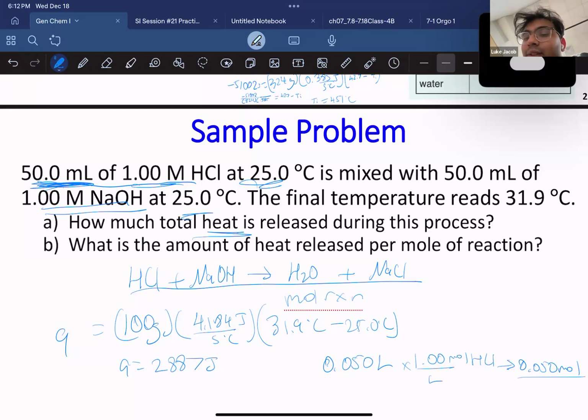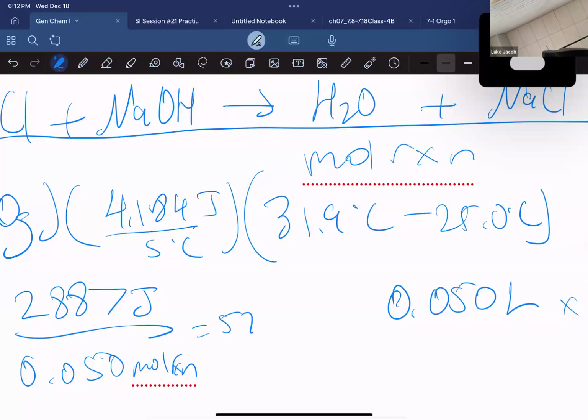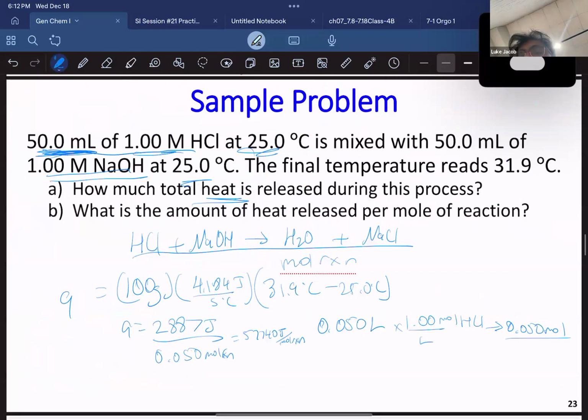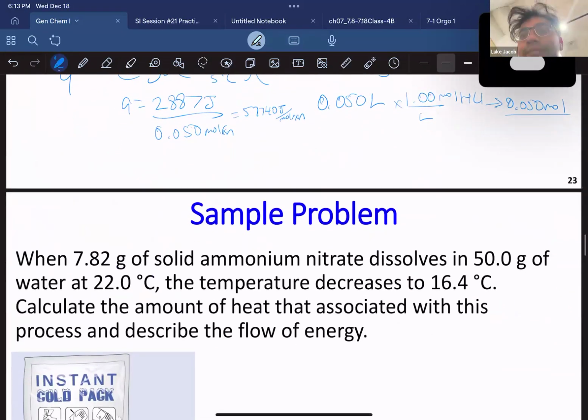So what you can do is take this Q and divide it by 0.050 mole of reaction. So it'd be 287 divided by 0.050, and I got 57,740 joules per mole of reaction. And usually this value is expressed in kilojoules per mole, so it's important to make sure you recognize the units and things like that.